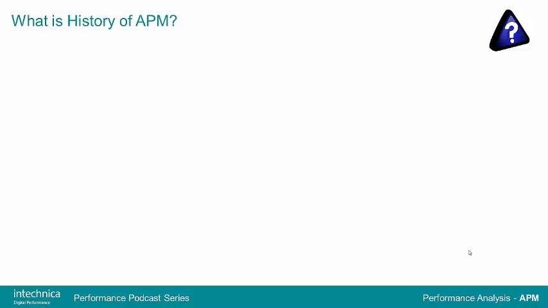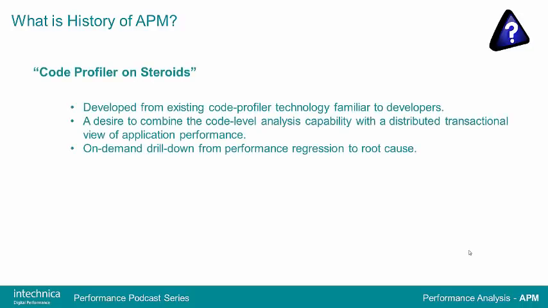A little on the history of APM. APM is often called code profiler on steroids. And that's because it was developed from existing code profiler technology, which of course is familiar to developers like ANTS and JPro. This was combined with a desire to take this deep dive capability, give you this under the hood code level view, and link it to a distributed transactional view of application performance. So in combination, you can then drill down from a detected performance regression right down to often line of code, so this problem can be quickly triaged and resolved.